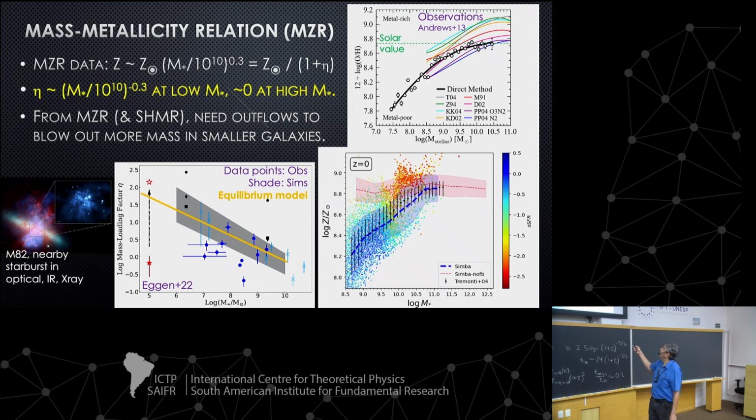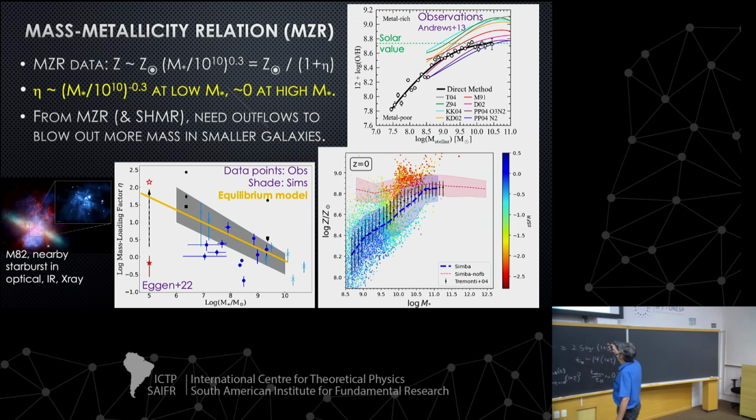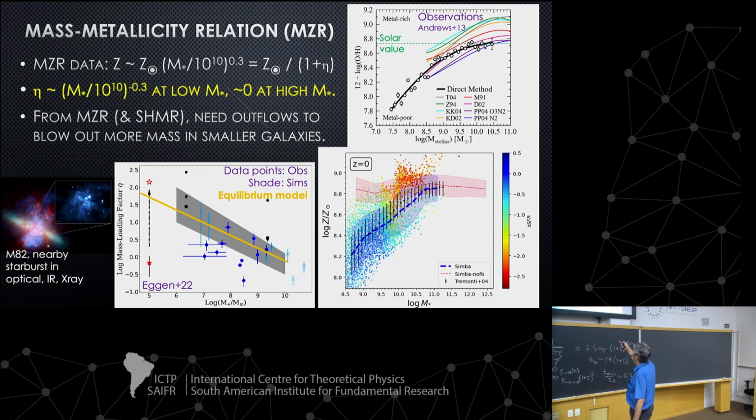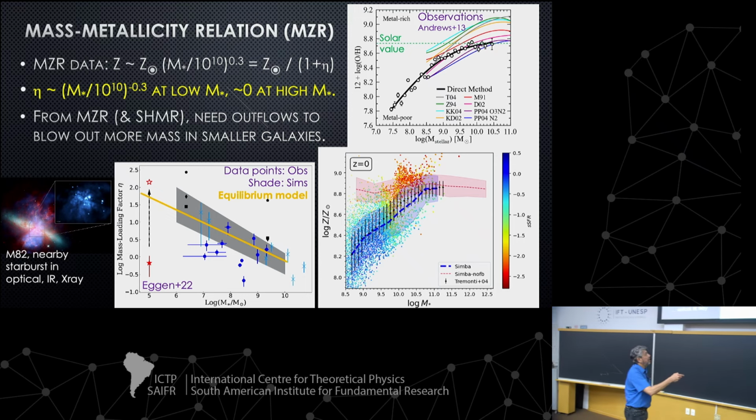Because you can measure it from oxygen lines, you can measure it from nitrogen lines, you can measure it from some other various types of features, et cetera, et cetera. So it's a big mess. Nonetheless, that's mostly a change in the amplitude. The slope is actually pretty independent of stuff. Okay, so what is this telling you?